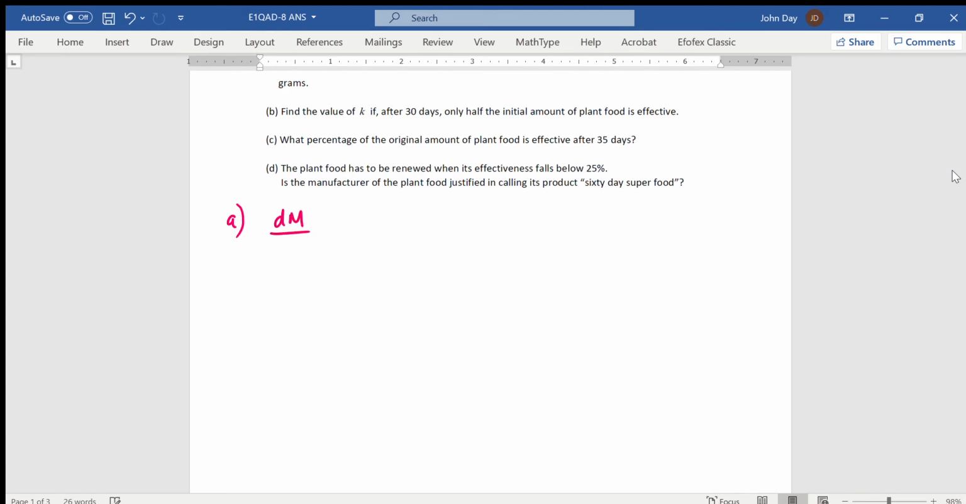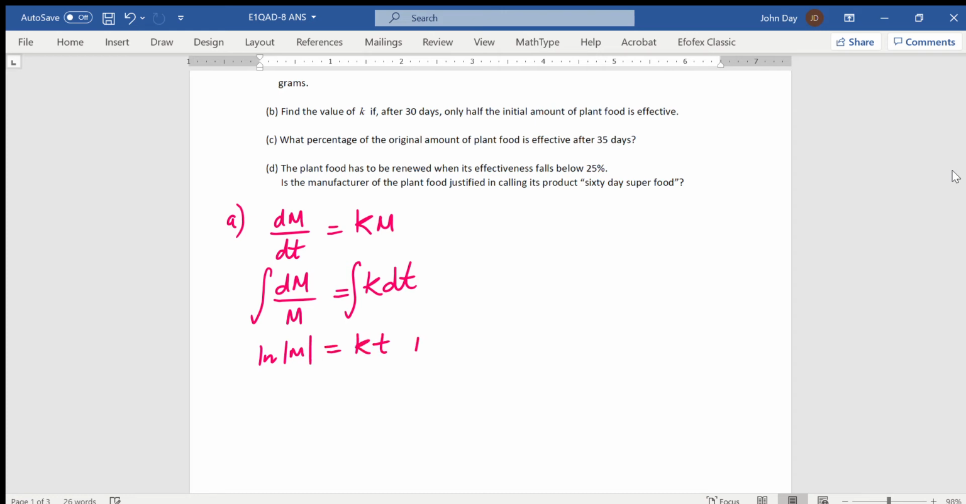We know that dM/dt equals kM is given to us. So let's separate the variables: dM on M equals k dt. And let's crack out an integral of both sides. Now, this would be the natural log of the absolute value of M equals kt plus c. The amount M is the amount of the fertiliser, so it's always positive, so I don't have to worry about the absolute values. So I'm just going to let it be ln M equals kt plus c.